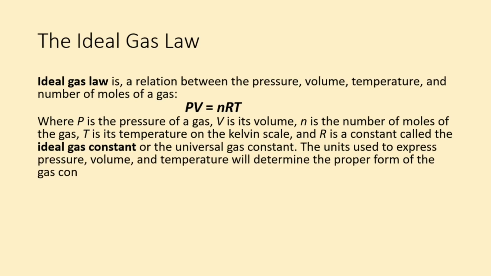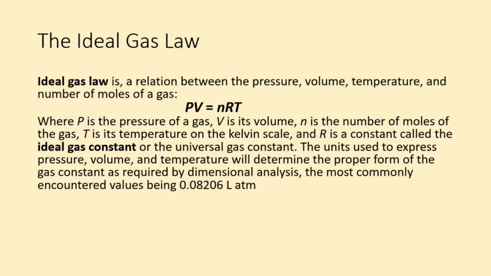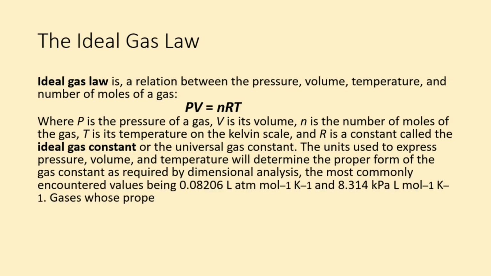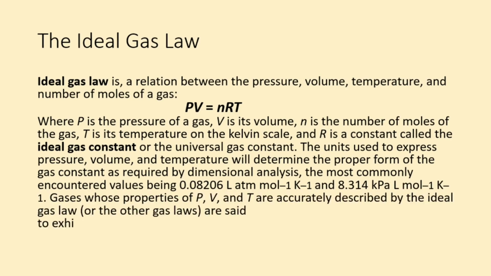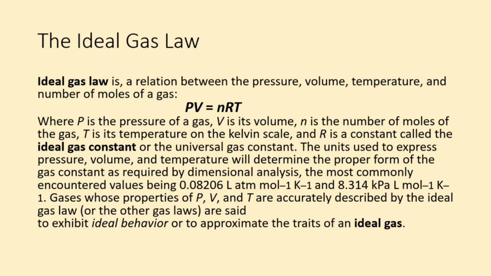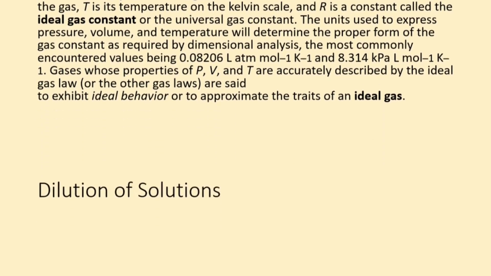The units used to express pressure, volume, and temperature will determine the proper form of the gas constant as required by dimensional analysis, the most commonly encountered values being 0.08206 L atm mol^-1 K^-1 and 8.314 kPa L mol^-1 K^-1. Gases whose properties of P, V, and T are accurately described by the ideal gas law, or the other gas laws, are said to exhibit ideal behavior, or to approximate the traits of an ideal gas.